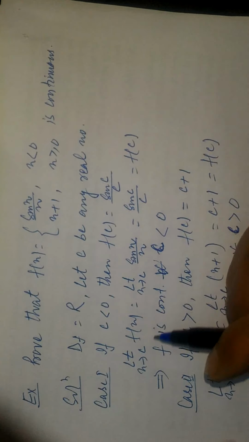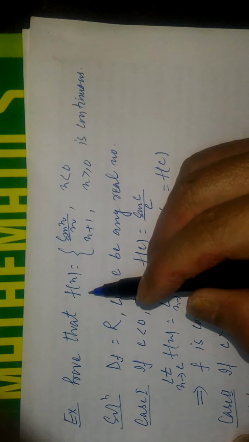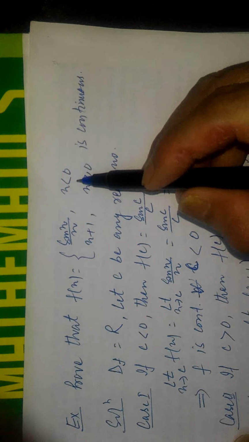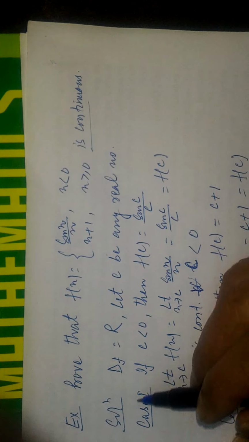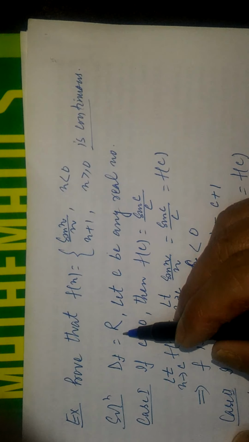Now another example. Prove that f of x equals sin x by x for x less than 0, and x plus 1 for x more than or equal to 0, is continuous. Again the domain of this function is all real numbers.